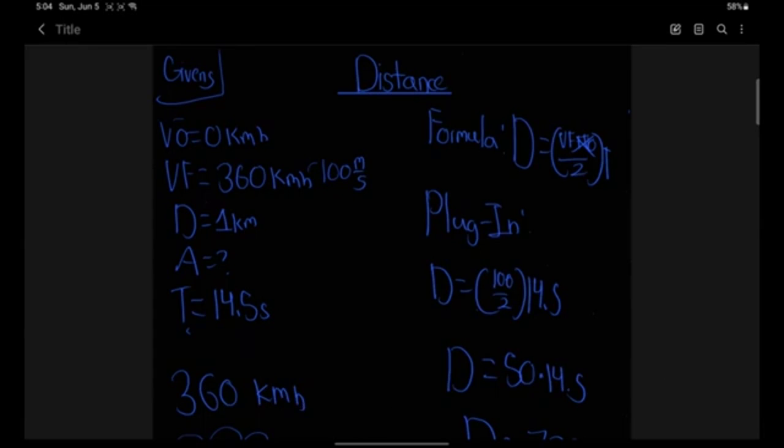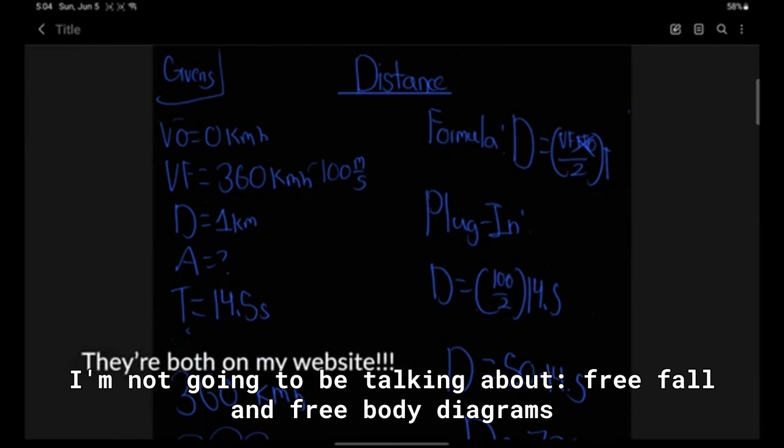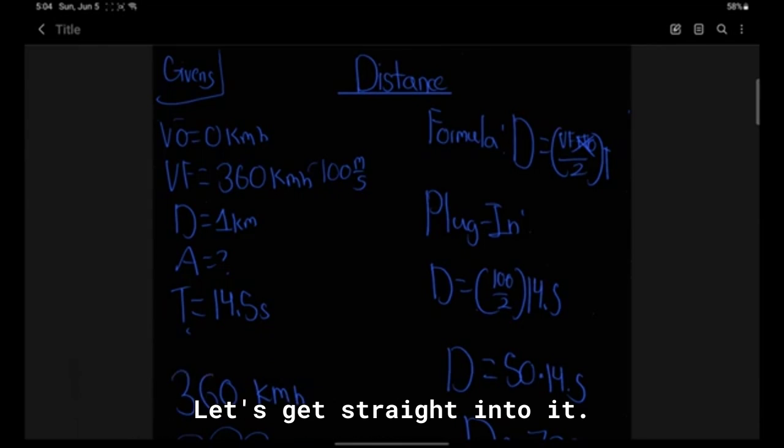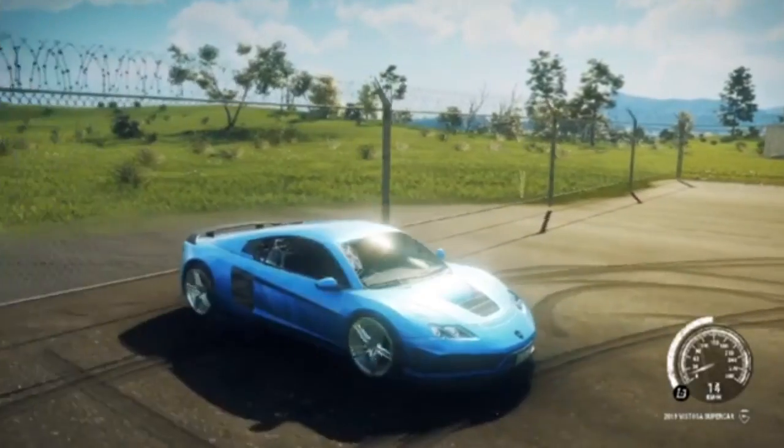Due to time constraints, I'm not going to be talking about free fall and free body diagrams because we don't have time for that right now. Let's get straight into it. So, here's the clip.